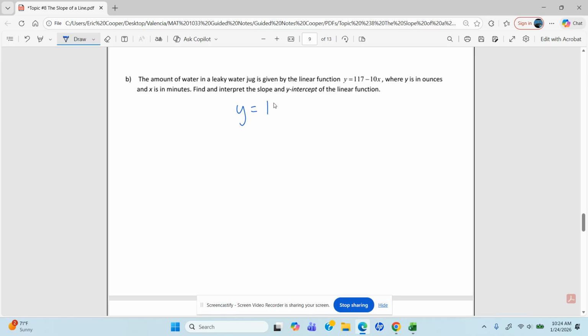So again, we have this equation, and realize that this time it's kind of written backwards from our normal y equals mx plus b. The number next to the x is always the slope. So in this case, the slope is negative 10. And this now is the y-intercept at 117. But what does this all mean?